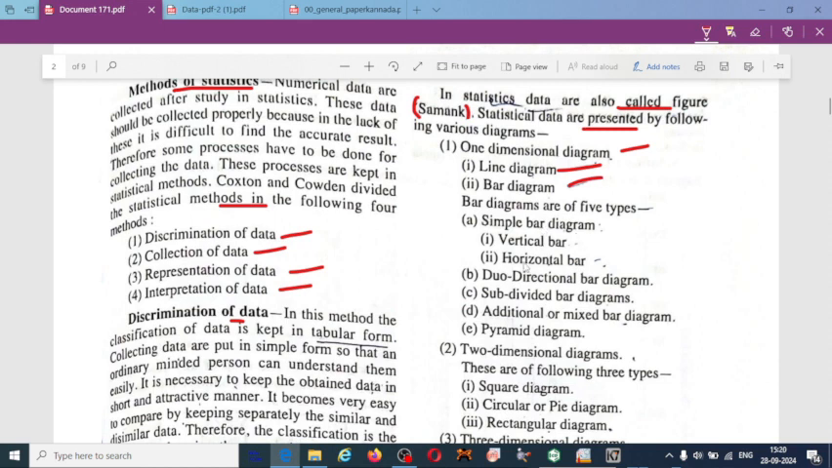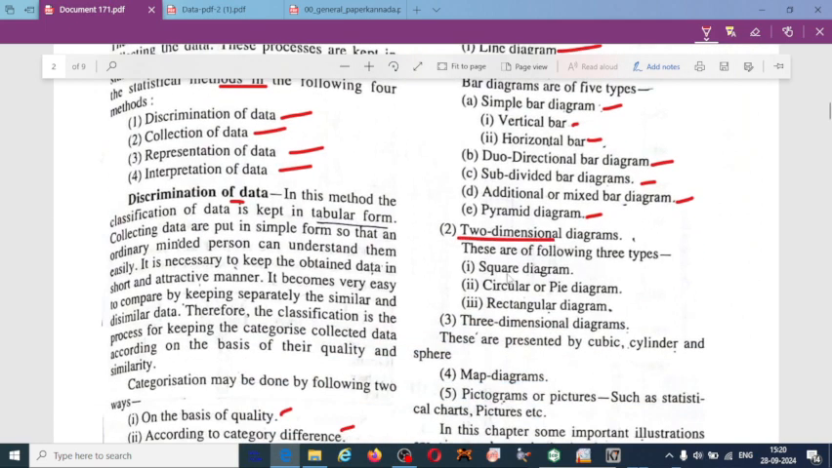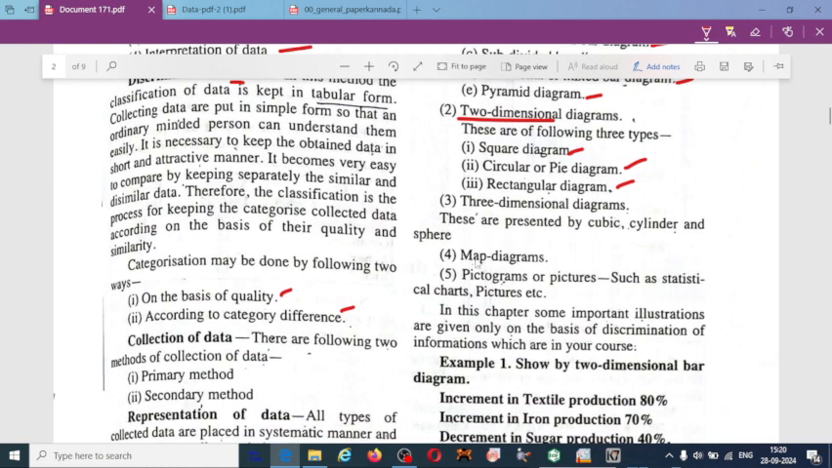Bar diagrams again have different types: simple bar, vertical or horizontal, duo-directional diagram, subdivided bar diagrams, additional or mixed bar diagram, pyramid diagrams. Two-dimensional diagrams, if you take square, circular or pie diagrams, rectangular diagram. Three-dimensional, if you take cubic, cylinder or sphere. Map diagrams, pictograms, pictures.